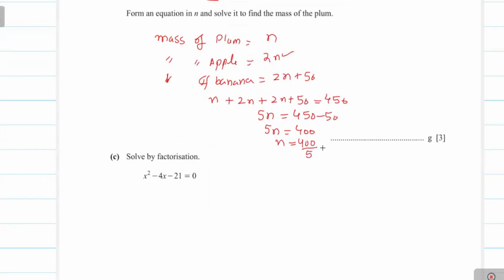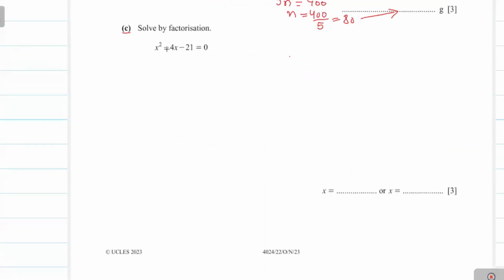And this will be equal to 80. And 80 gram is the answer. Part C, solve by factorization x squared minus 4x minus 21 equal to 0.